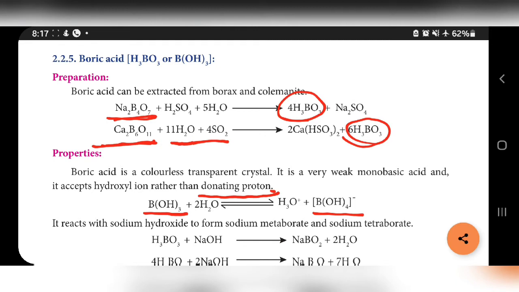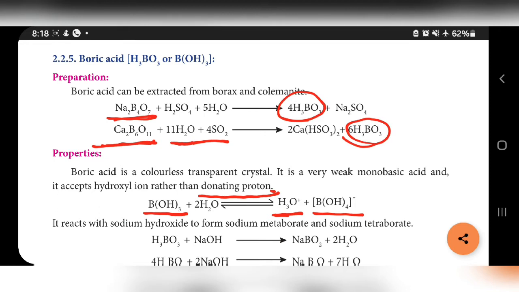After losing OH minus, H plus ion only is present. So, that water takes that H plus ion, means it forms H3O plus. So, here boric acid accepts OH minus ion.